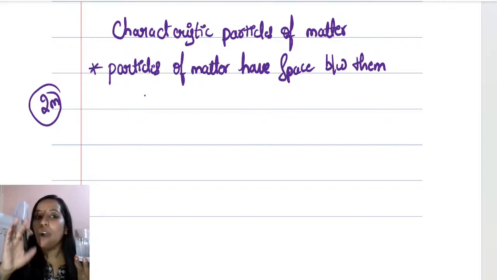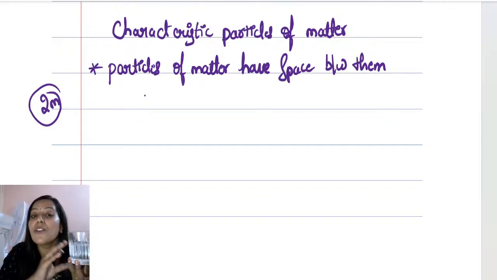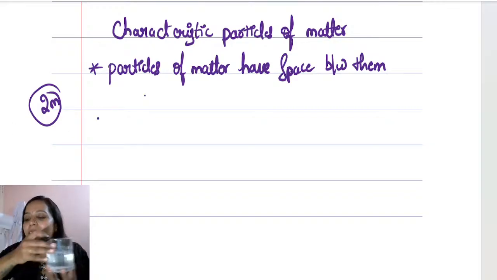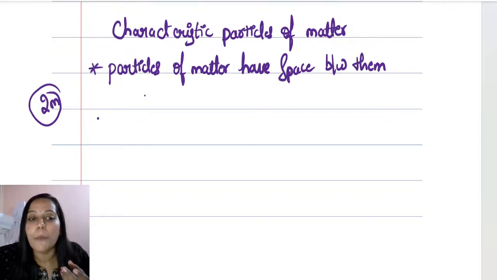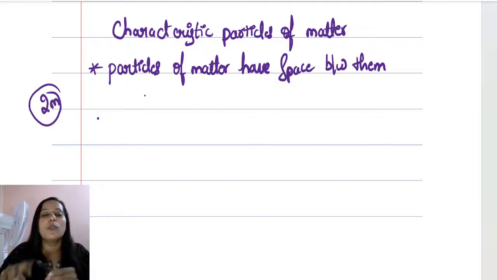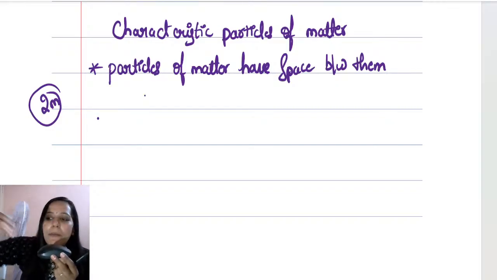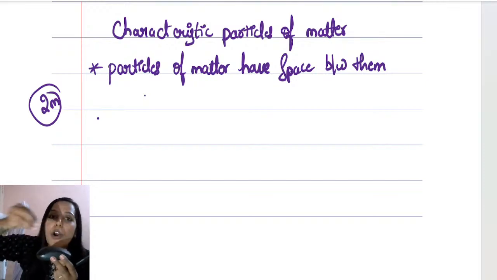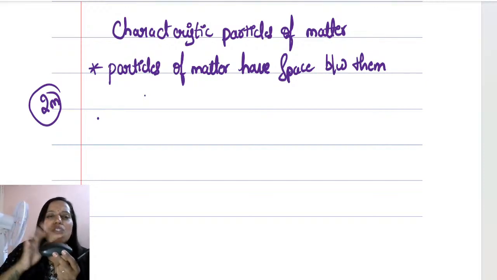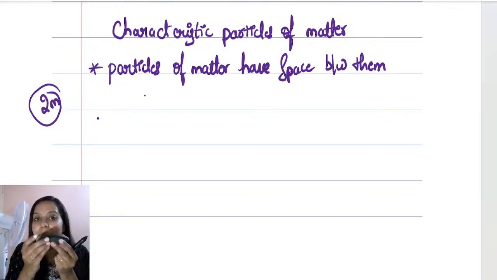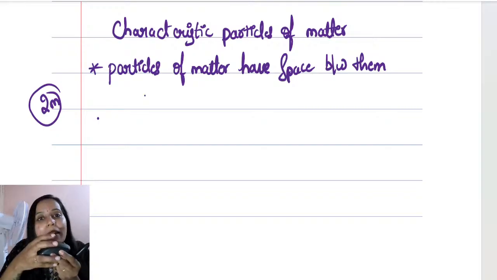So I can clearly say particles of matter have space between them, but this depends upon the type of matter. For example, if I take some solid object, like a mouse, and add some salt over this mouse, the salt stays here, it does not go inside. Why? Because this mouse is solid. In a solid, the particles are very very closely packed.